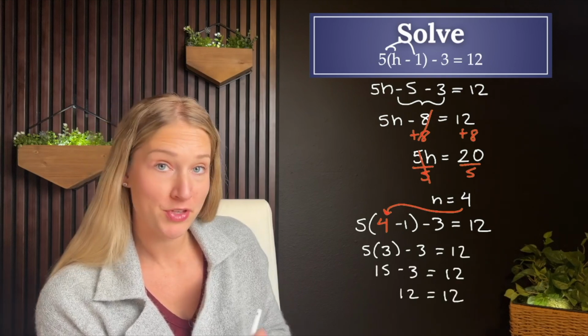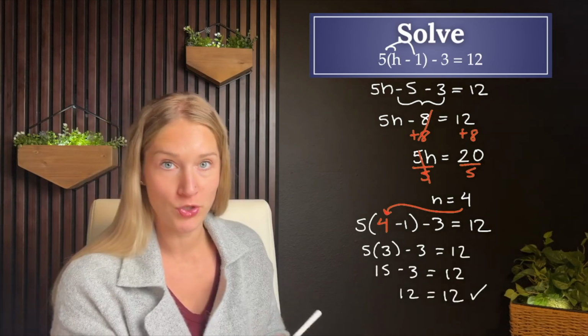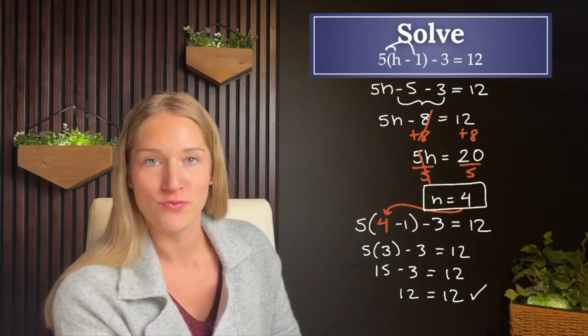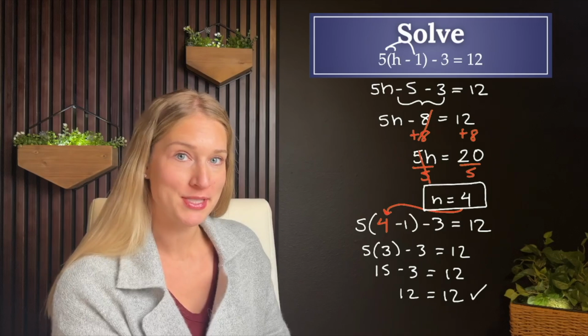Now, since I ended up with a true statement, the number that I plugged in worked, which means that I can confidently box my answer, that h is 4. So that's a quick example of solving a multi-step equation.